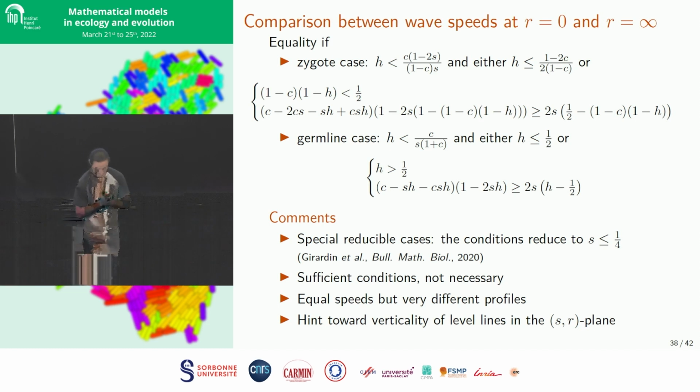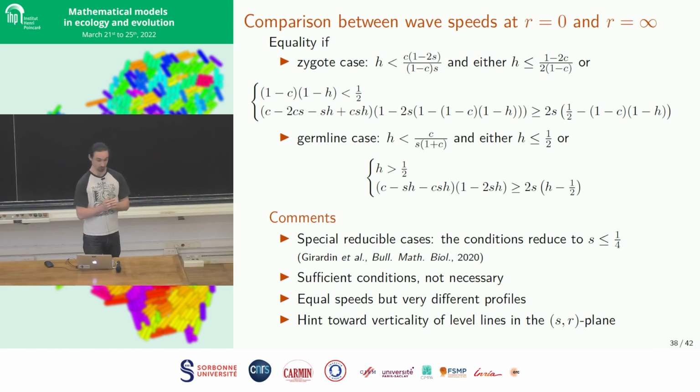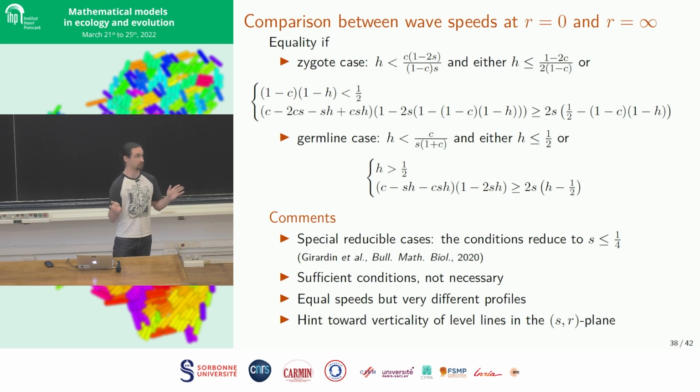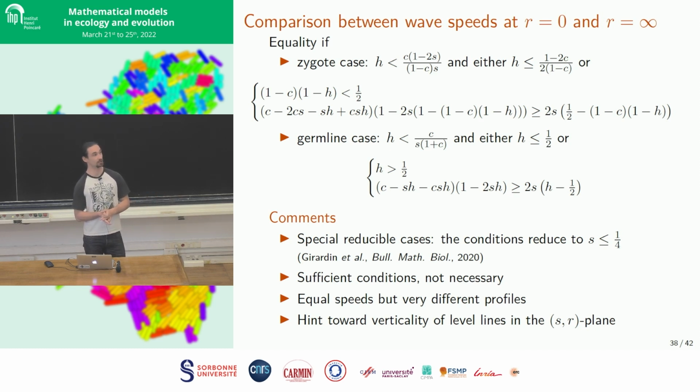If we do so, having in mind that we would like to have this kind of vertical level lines, we find the equality of the speeds at R equals 0 and at R equal infinity under some horrible conditions. But these conditions are explicit and we can check them. Comments are that first, in the two special reducible cases, these horrible conditions reduce to S less than 1/4. And this condition is known.